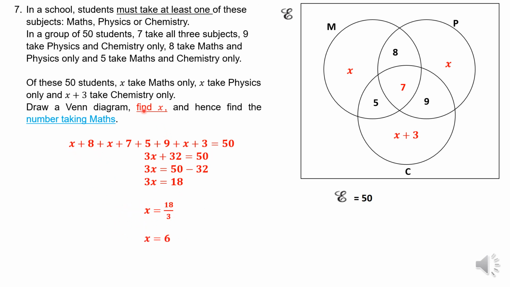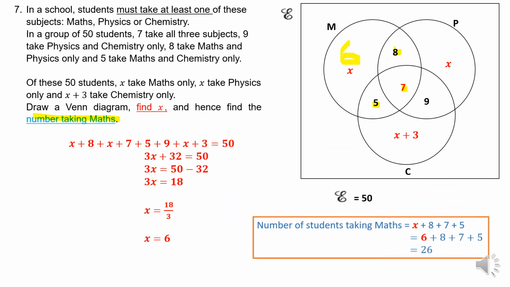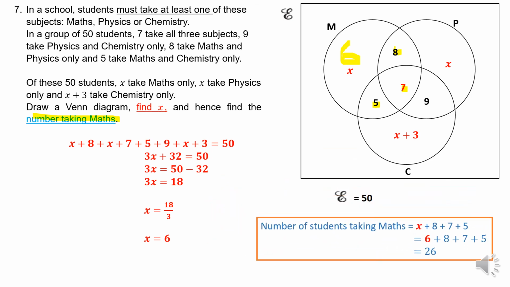But here's the thing, they want you to find x. We did that. But they are also at the same time asking you to find the number who are taking mathematics. So we go to the set of mathematics. So we know this is 6. So it has to be this 6 plus this 8 plus this 7 plus this 5. Learners who are doing mathematics. And that is what you do here to find the particular answer of 26.